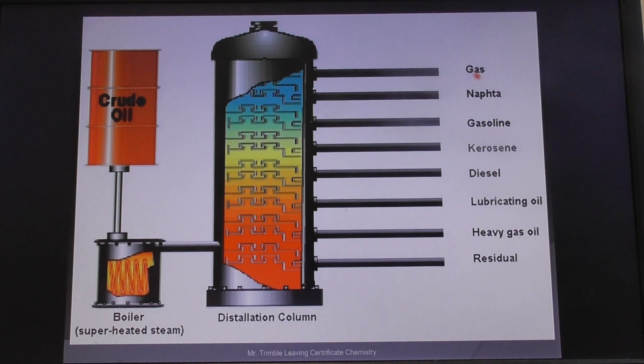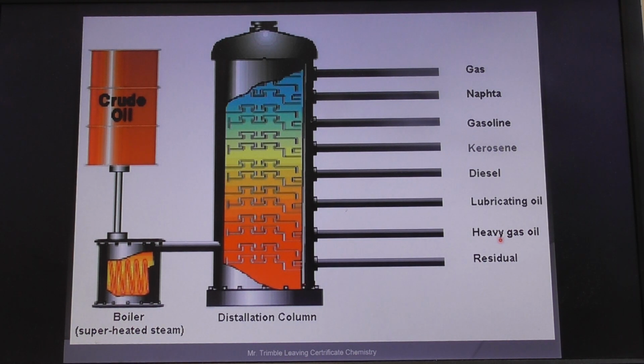If we're talking about number of carbons, the gas here has 1 to 2 carbons in it. Naphtha, we're talking about 3 to 7. Gasoline, 5 to 9. Kerosene, 8 to 11. And then diesel, you're starting up from 10 to 14. Lubricating oil, that's a thicker oil, that goes up into the 15 to 22.